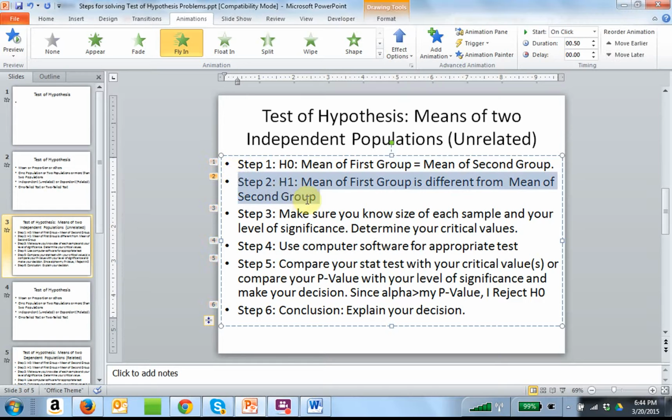Therefore, this is what I am saying. The mean of the first group is different than the mean of the second group. The mean waiting time in a commercial district is different than the mean waiting time in a residential district. So this would be my conclusion. And remember, alpha is the same as level of significance. It's 0.05. And 0.05 clearly is more than my p-value, which was 0.0003.